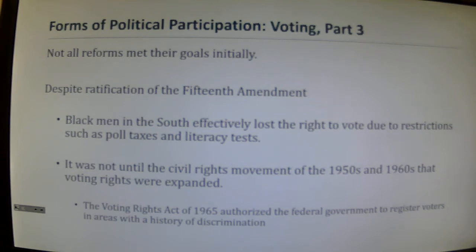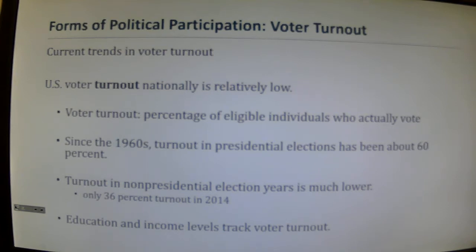You do need to understand historically that just because we've expanded voting rights doesn't mean people always got them. Black men got the right to vote with the 15th Amendment in 1865 or whatever year it was. Yet that went away with poll taxes and literacy tests for a long time, until we get to the Voting Rights Act and the expansion of civil rights in the 1950s and 60s. So from roughly 1880 to 1960, that 80 years, black men in the South had the right to vote, but they weren't allowed to exercise it.